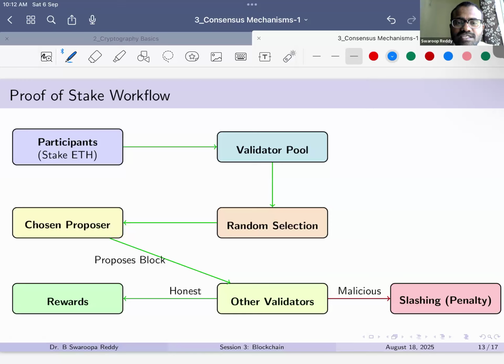Okay. So how does this work? We will see in this format. We will complete it in 5 to 10 minutes. Participants will stake ETH, and all these participants will be added to the pool. A pool will be created so that whoever deposits their 32 ETH stake will be included in that pool. After that, in every round of block creation, a random selection procedure will be run, and one will be randomly chosen out of this.